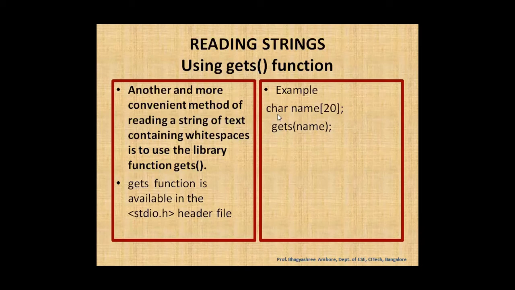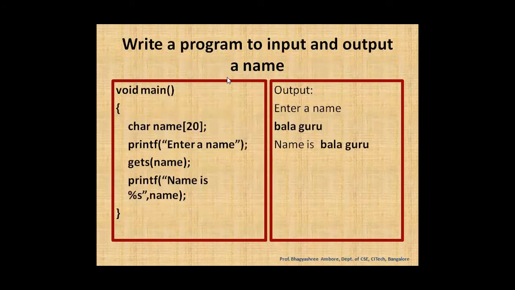So what is the general syntax for using a gets function? char name[20]. I have made one declaration of a character array, and just 20 characters it can hold. Then gets(name). What is the meaning? Get a string in name. So whatever you have entered at the terminal will be taken in this name. We'll see one example of how exactly it works. Enter a name. I have entered here Balaguru, and gets(name) gets a string in name.